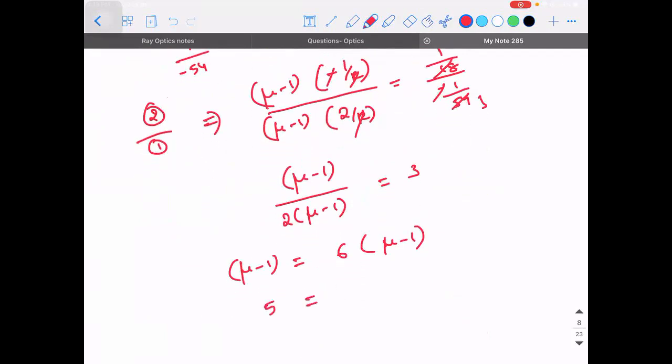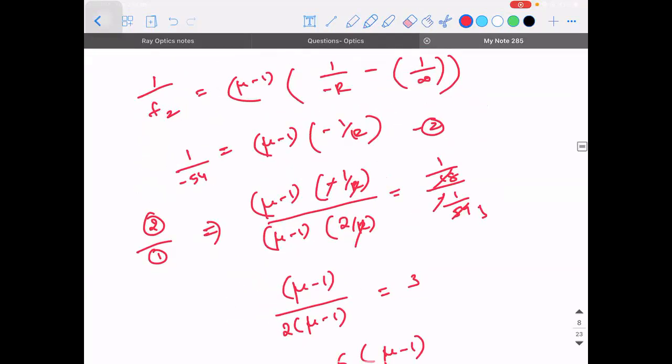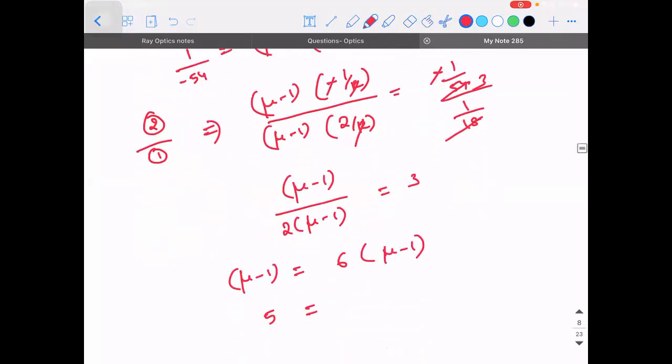Minus 6 comes this side. Am I missing something? Because I'm getting mu as 1. That's not possible. Minus 1 by 54 divided by 1 by 18. This should be 3. Minus and minus gets cancelled. It is 1 divided by 3. Two by 3.